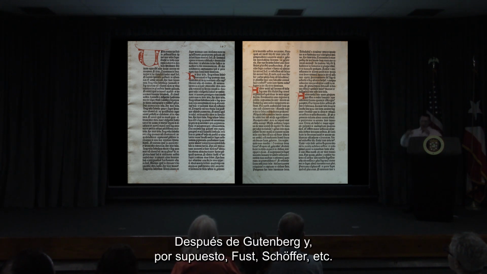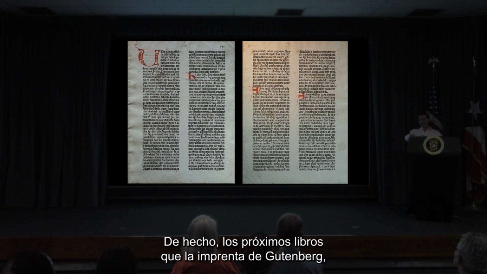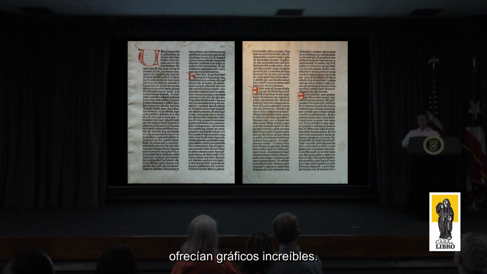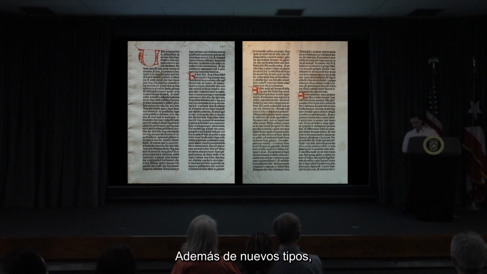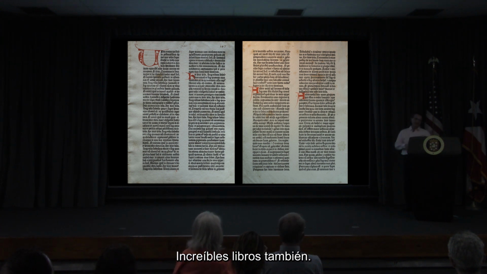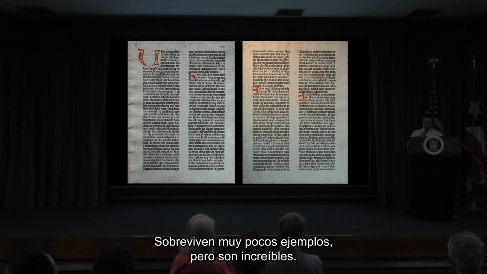After Gutenberg, and of course Fust, Schoeffer, etc., there were years of further experimentation. In fact, the next few books that the Schoeffer, Fust workshop produced offered incredible graphics on top of new typefaces, printed initials in 2 colors, all sorts of incredible books. Very few examples survive, but they're incredible.